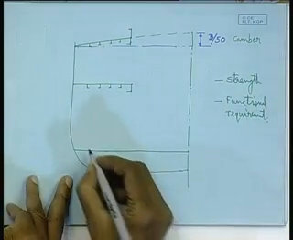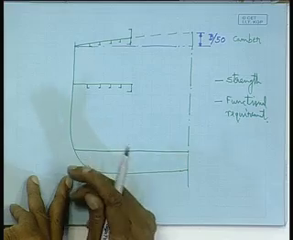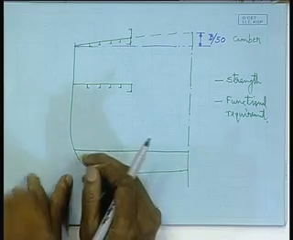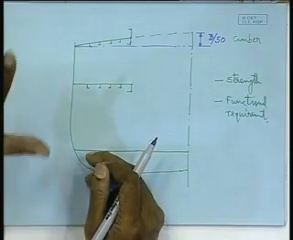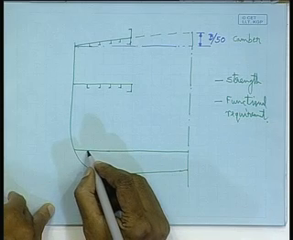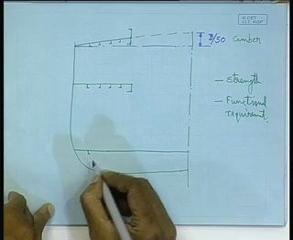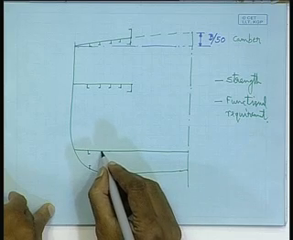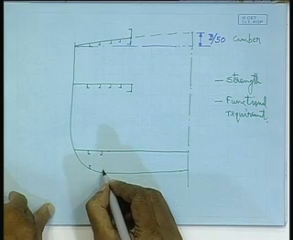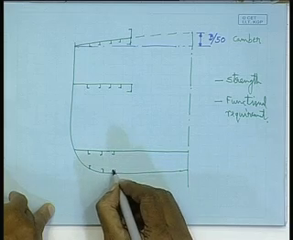So, this is done, immediately you go for the double bottom. Double bottom construction we have already talked about in detail, they are identical for all types of ships, and they are also longitudinally stiffened. So, we have these bottom shell longitudinals, inner bottom longitudinals, and so on.